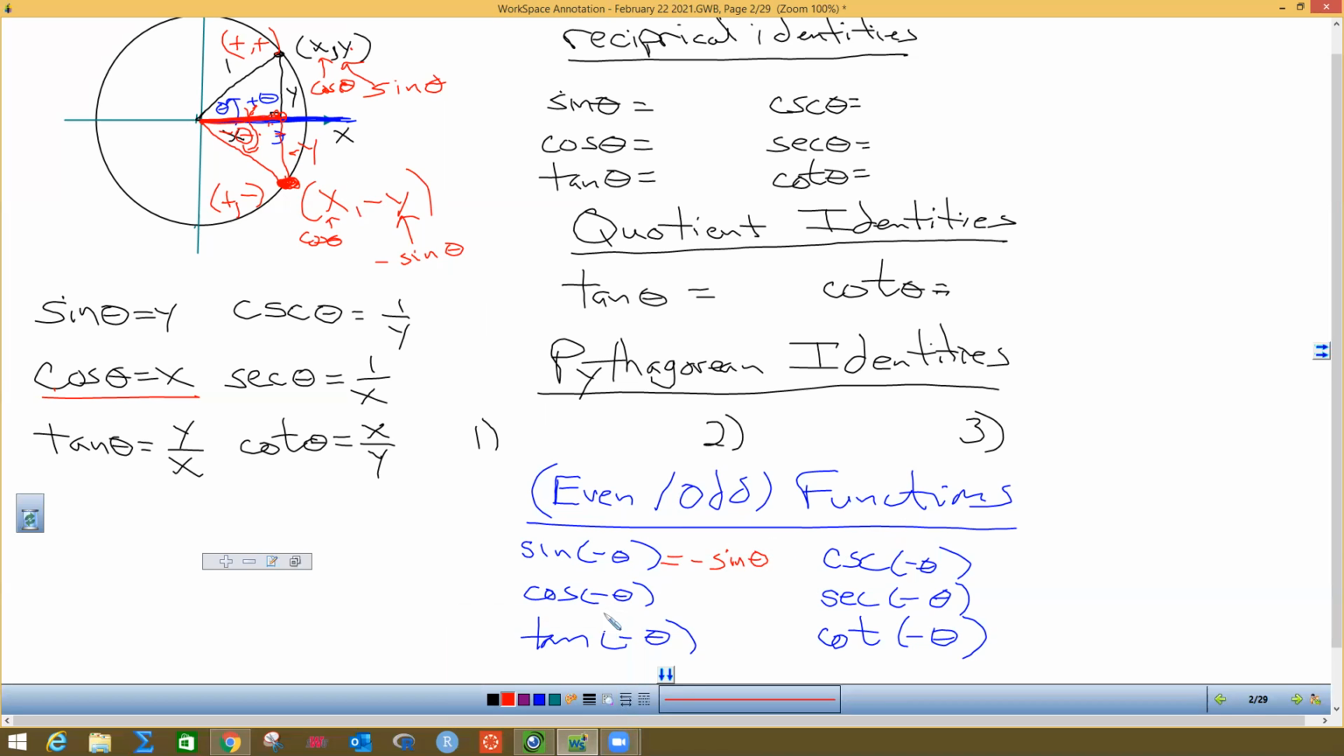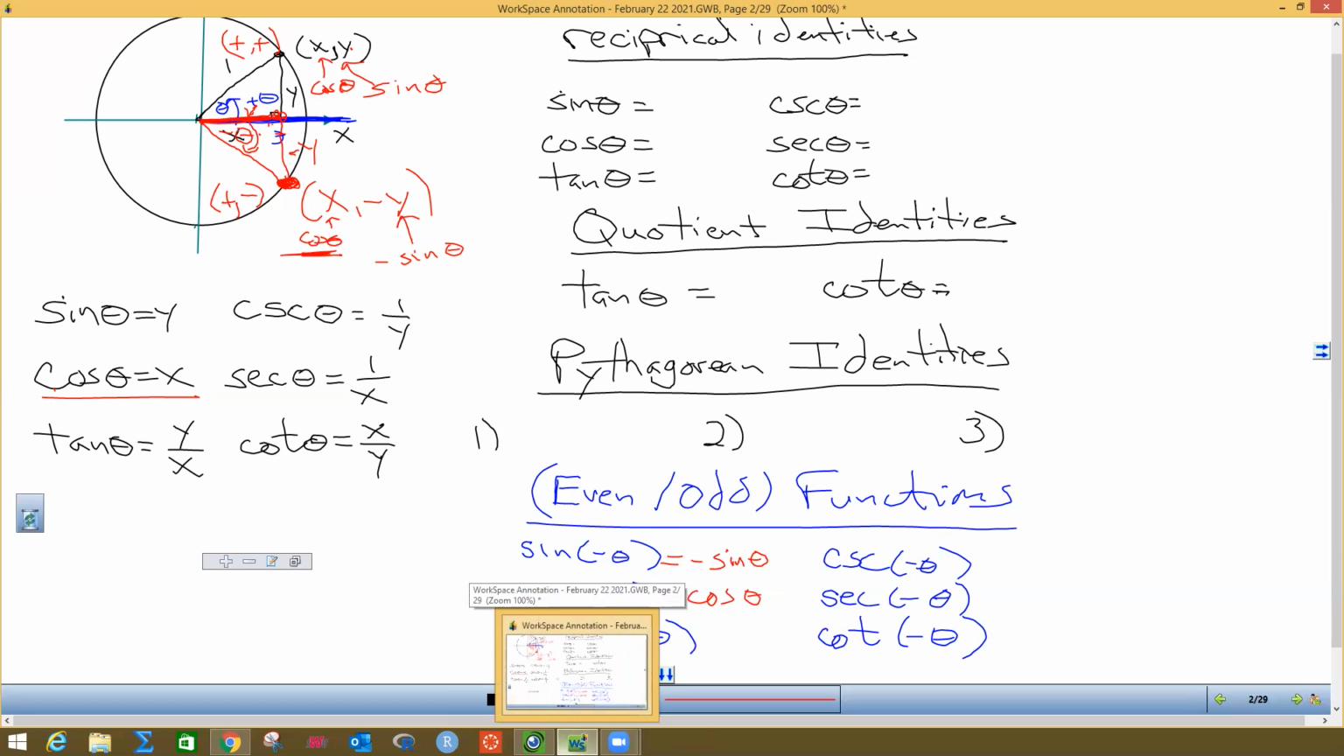Okay, let's do cosine. Cosine of negative theta. That's this one. What's that equal? Positive cosine. They're identical because we're going right with both of them. So this equals positive cosine.